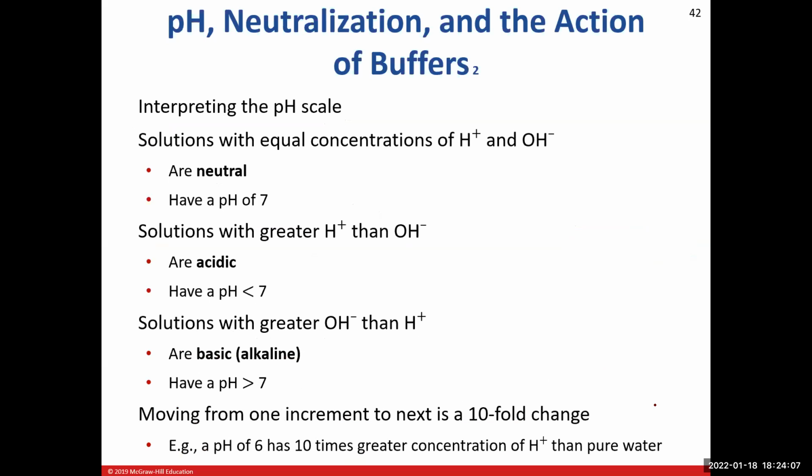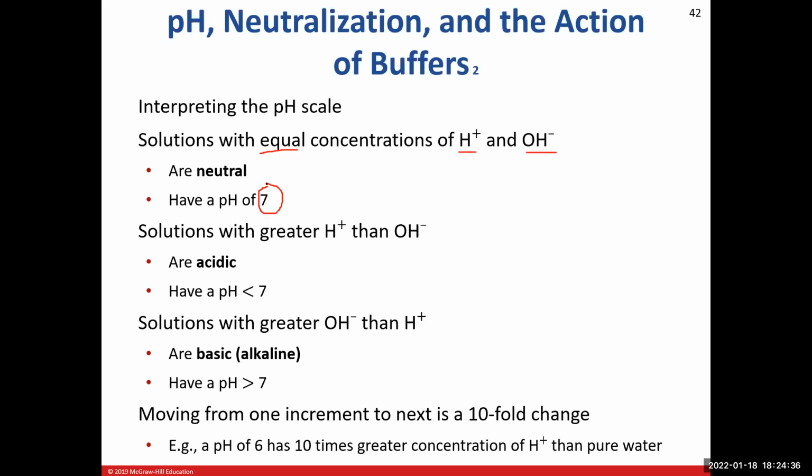So how do I interpret this pH scale? No problem. Like I said before, if you add something to water and it gets equal amounts of hydrogen ions and hydroxide ions, it will always be neutral because they cancel each other out. So we assign them a value of 7.